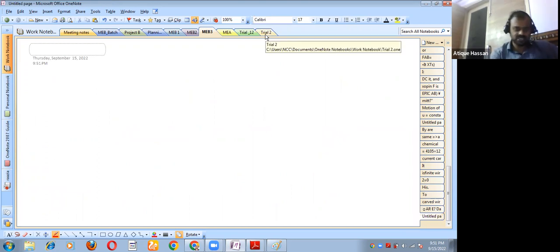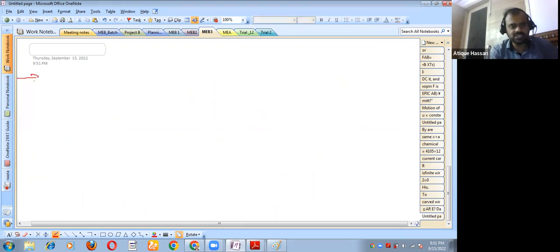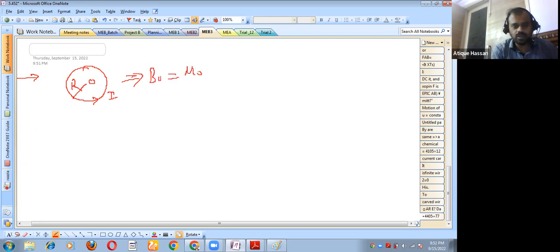Now, the last case is for curved wires. Sometimes we get some special cases too. There are cases associated with a full wire, like a current carrying wire like this, where the radius is R and the current is I. So the magnetic field at the center is B equal to mu naught I by 2R.